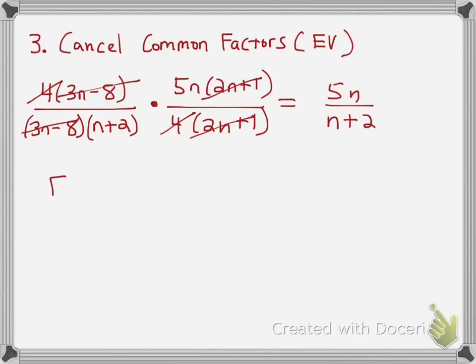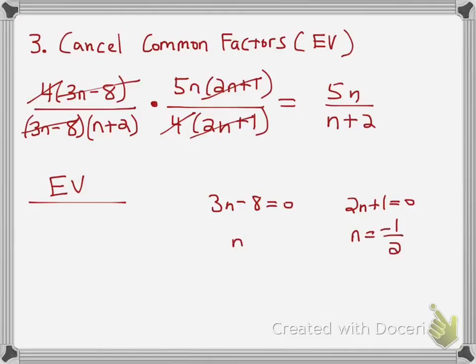The other part is finding all these excluded values. Remember, when we're simplifying, we're actually starting to find some excluded values. The first factor that we divided out was 3n minus 8, and the other factor was 2n plus 1. To find excluded values, set them equal to 0 and solve. So the first one would be negative 1/2 and then 8/3. So we have two excluded values because we divided out two separate factors.